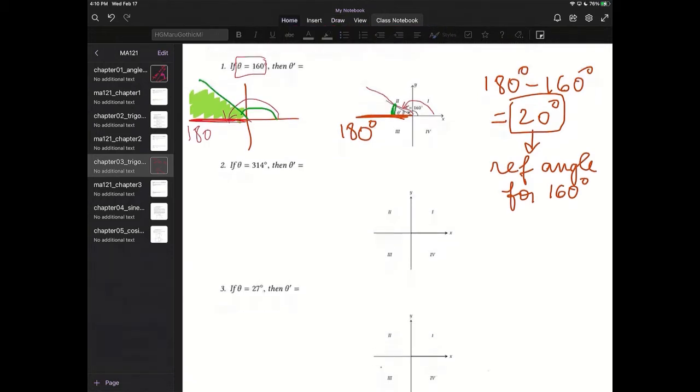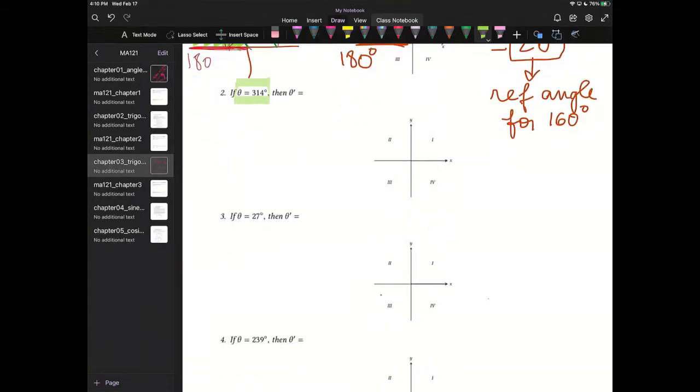So now let's do number two. The angle I'm looking at is 314. That means the angle is going to be in the fourth quadrant. So I'm going to sketch somewhere what I think is 314. Again, I'm not going to be very precise this time. Notice that up to here, you have 270. So obviously you need to go a little bit beyond to get to 314. Somewhere about the middle is going to be the 314. So this is the angle theta, which is 314.